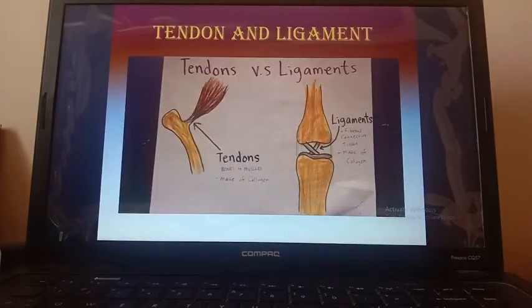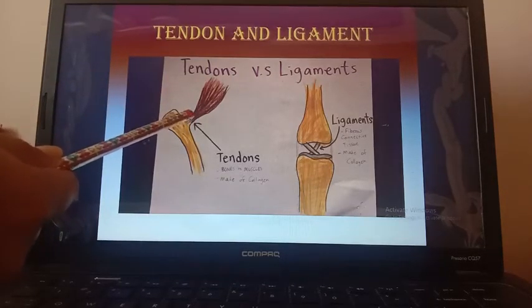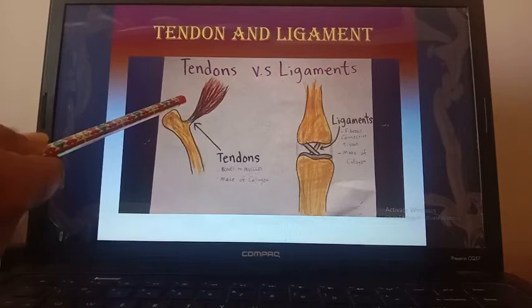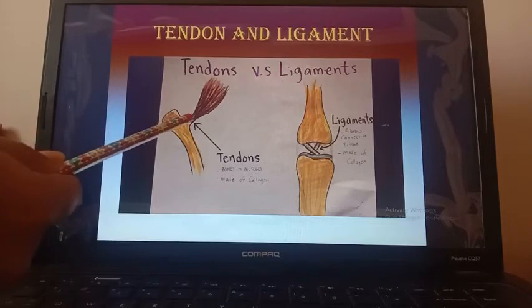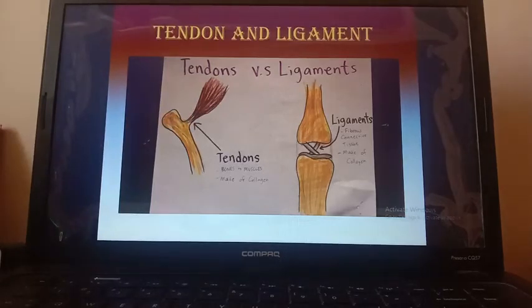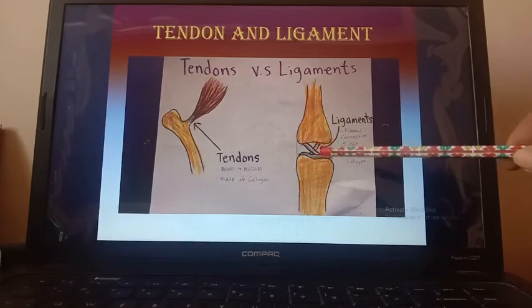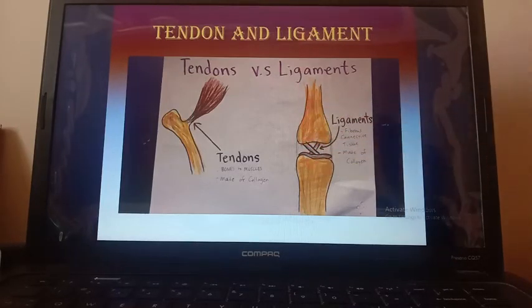Now next we are going to discuss tendon and ligament. So first, tendon. You can see this one is the tendon. Its main function is to connect bones to muscles. Here it is present in between muscle and bone. And ligaments are present in between two bones. It can connect two bones.